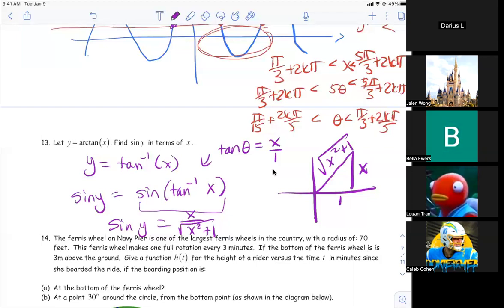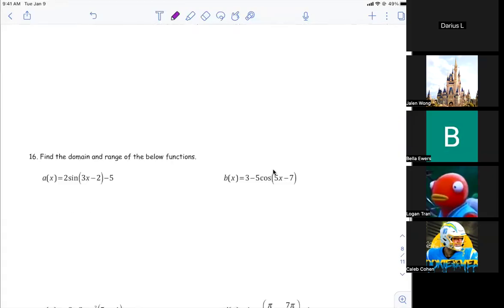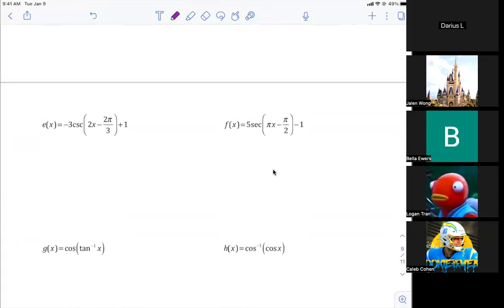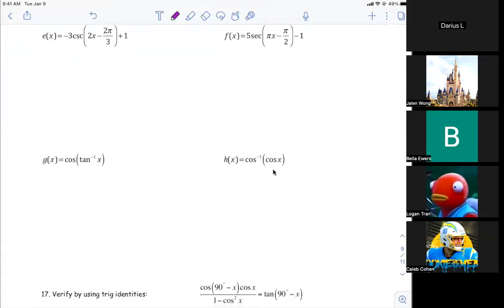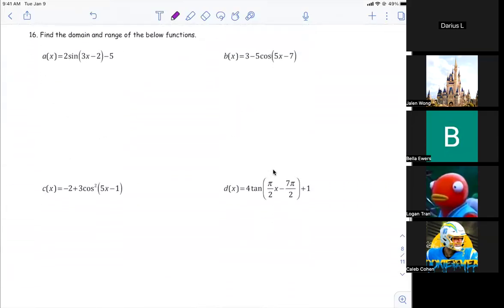I'm looking at the review packet here. How was number 16, like the domain and range problems? That was all these that went on for this page and the next page. Because like every test, you're going to have a domain and range section.